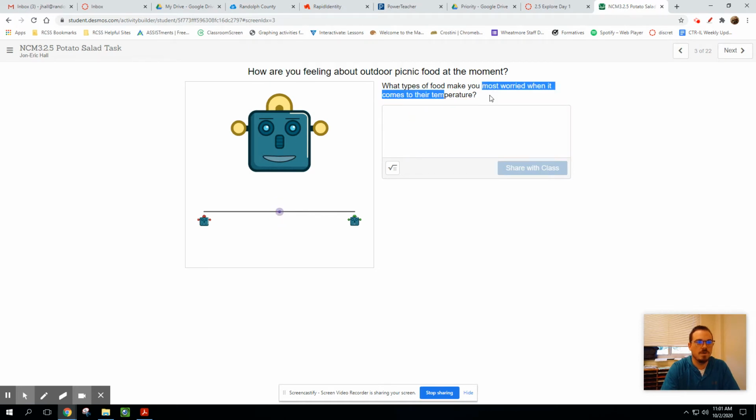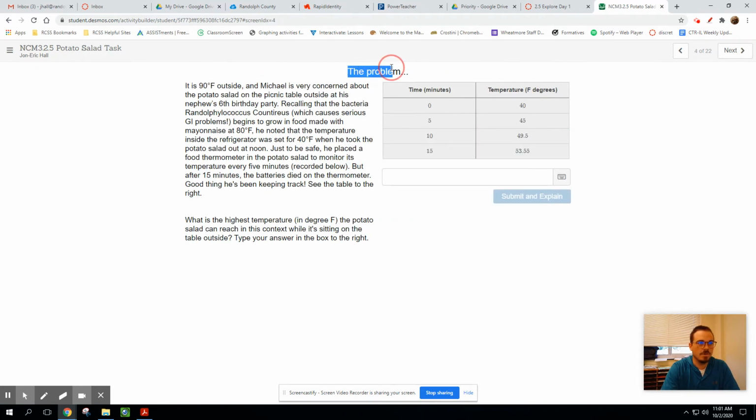What types of food make you most worried when it comes to their temperature? Type in what you think, share with the class. Then we go to the problem.